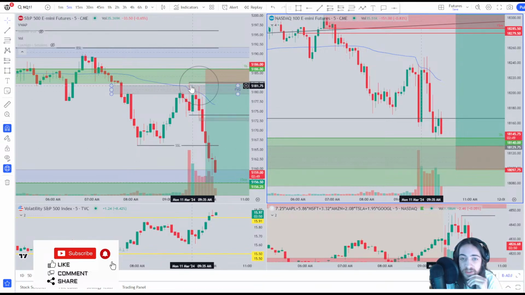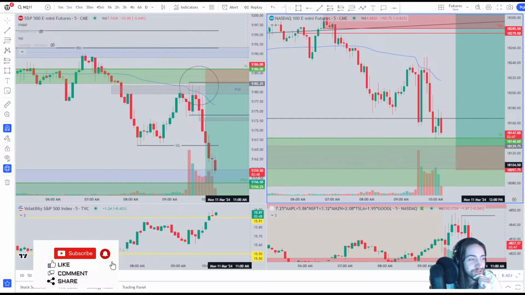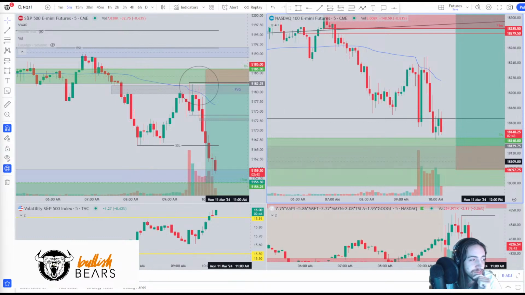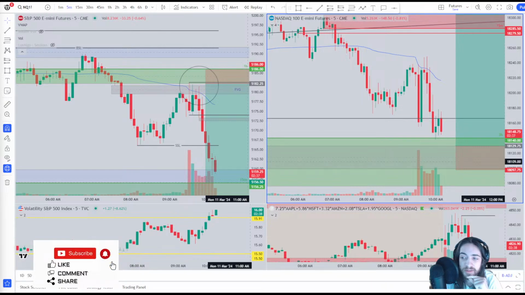We had a perfect entry. Well, would have had a perfect entry on that. Had a perfect setup on it. Didn't take it. I'm waiting on the Nasdaq right here to break.